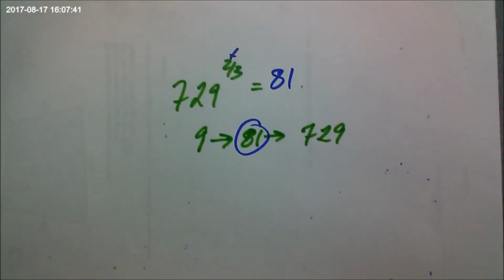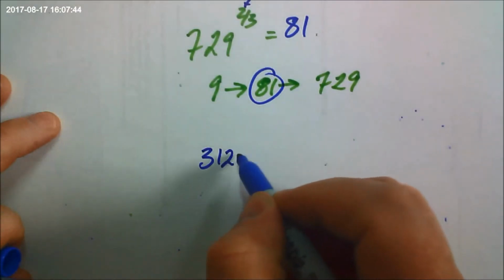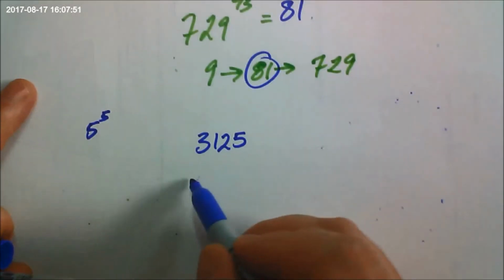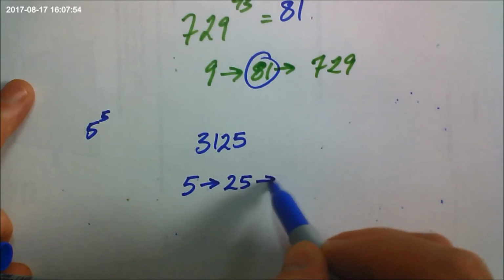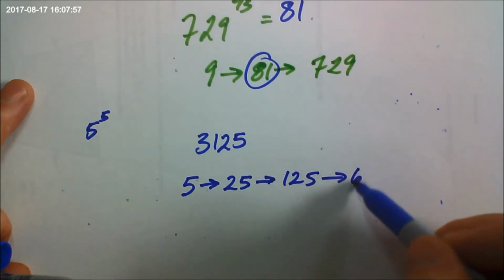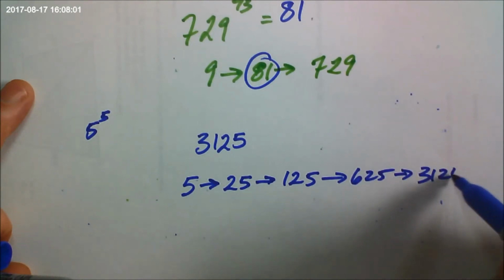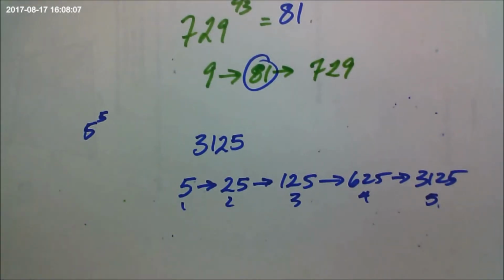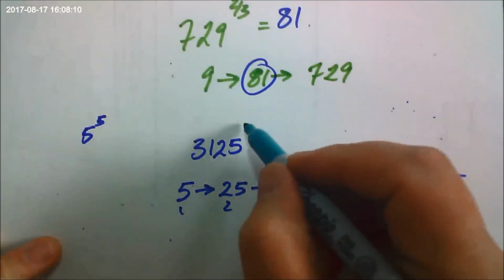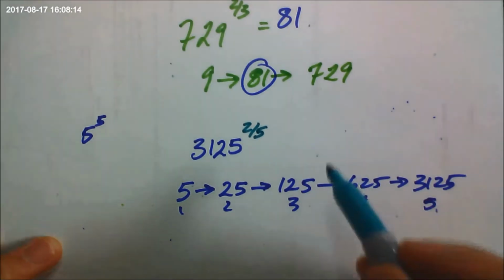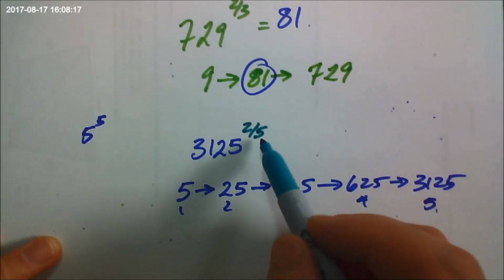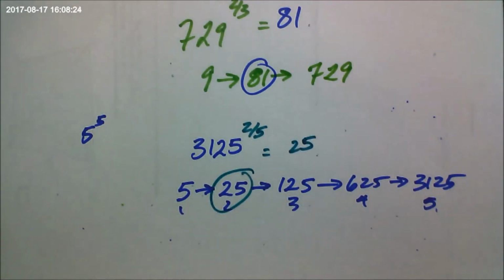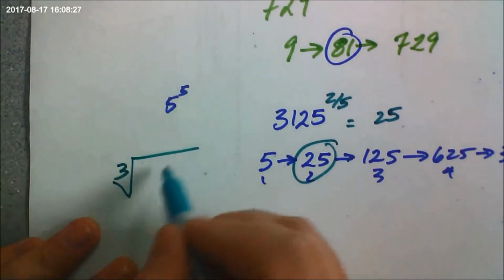Let's look at one more example. Let me make up one that's kind of easy, 3,125. Now, I do believe that that's 5 to the 5th. Let's find out. 5 times 5 is 25, times 5 is 125, times 5 is 625, and then, yes, 3125. So that's 1, 2, 3, 4, 5 steps. So you might see something like this. What is 3125 to the 2/5 power? This fraction means it's asking what times itself 5 times equals this, and what's the second step? 25. That's it.